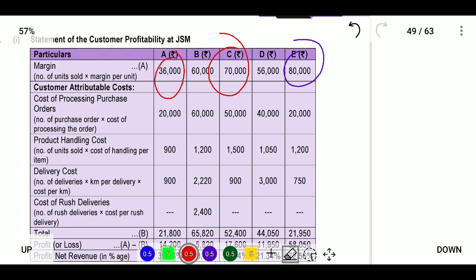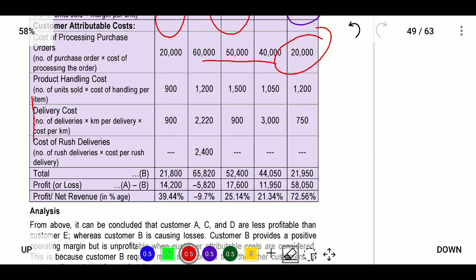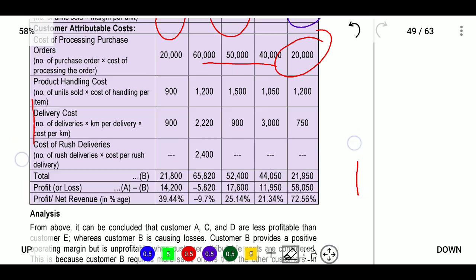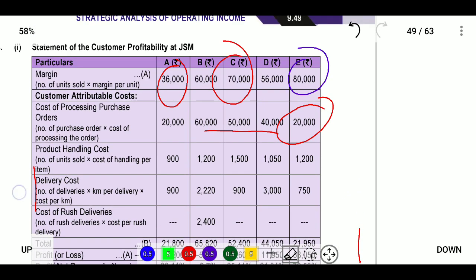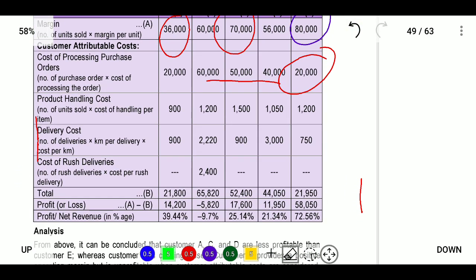Next, the cost of processing purchase orders. For orders we use the order deliveries and cost. So who is ordering more? C is ordering more, but we are getting more margin from E. Next, product handling cost. Handling cost is less in the case of A, and the remaining are normal. Next, delivery cost. Here C is taking 2% more than B and C, and in the case of rush delivery, B will take this.